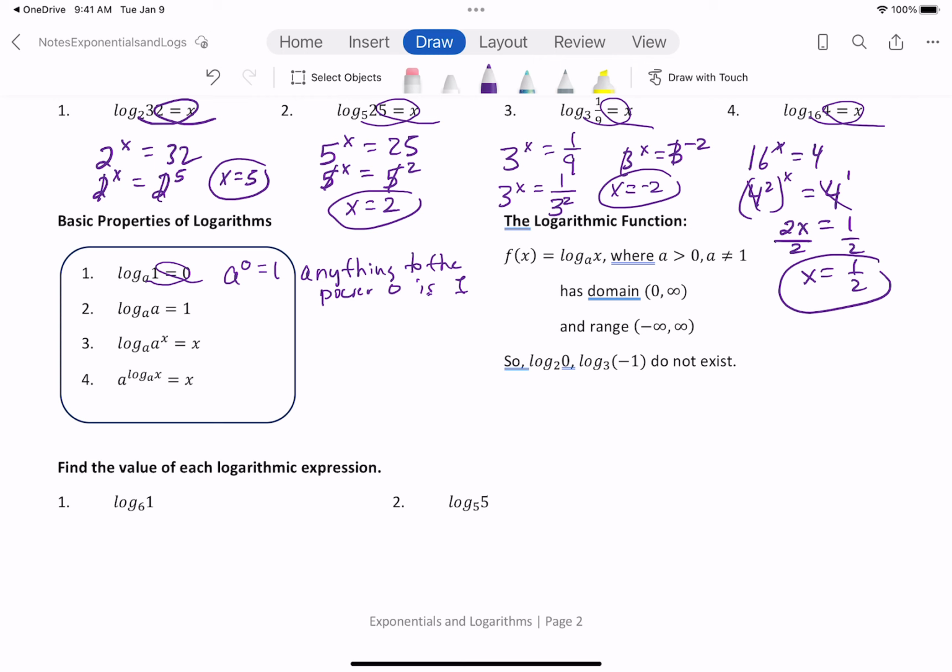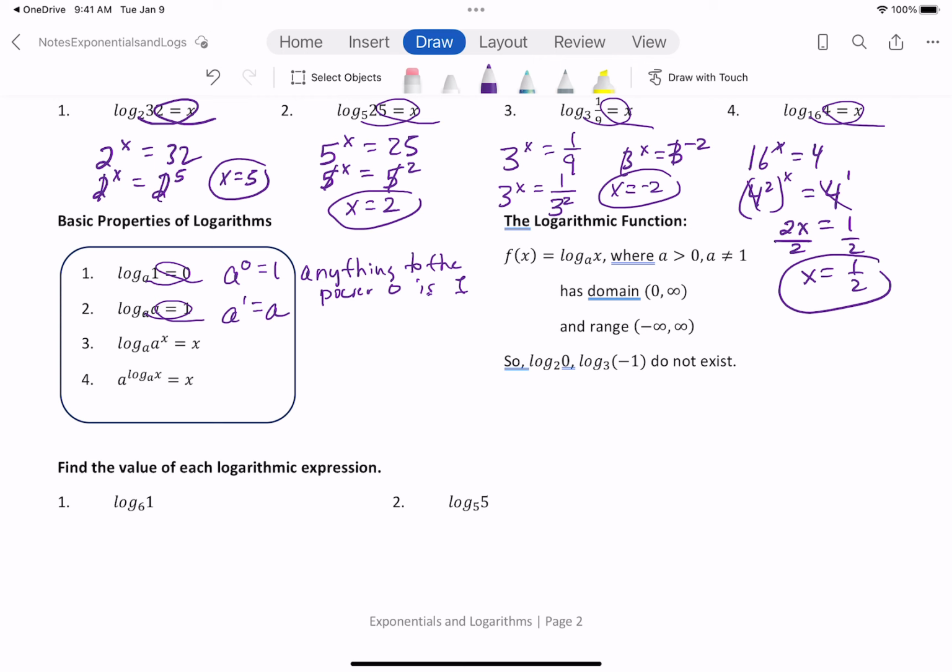Then if I have log base a of a equals 1, if you think about rewriting that one, we would get a to the 1 equals a. And of course that makes sense, right? We know anything raised to the first is a.